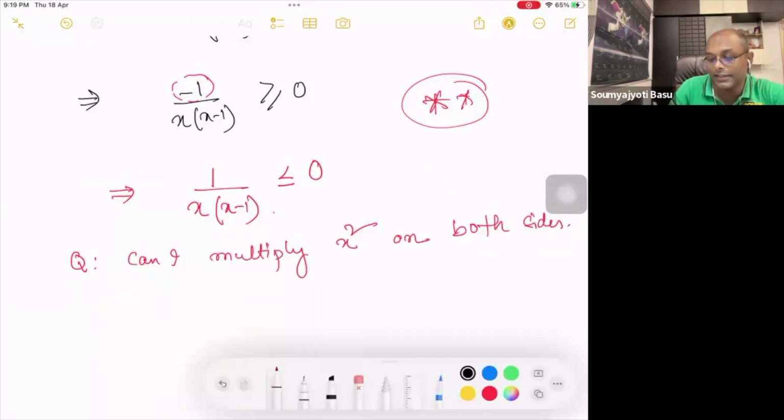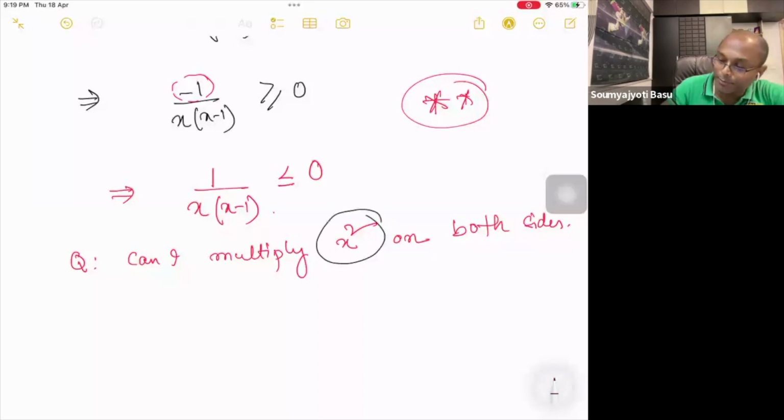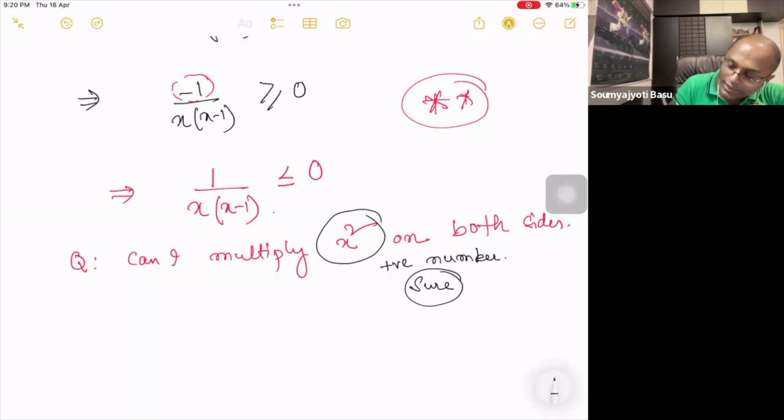Can I multiply x square on both sides for this inequality? See, x square is a positive number. It can never be negative. Since x square is a positive number, I can multiply both sides by x square. I can also multiply by (x minus 1) whole square on both sides, because (x minus 1) whole square is a positive number, right? Any square number is a positive number. That's why I can multiply by (x minus 1) whole square on both sides.